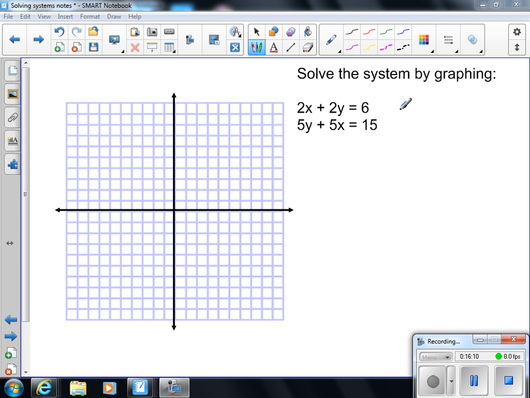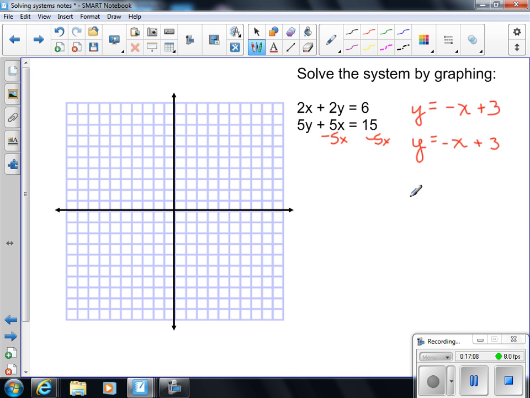Okay, let's take a look at one last problem. I'm going to solve for y so that I get y equals negative x plus 3. I believe that's right. Subtract 2x, divide by 2. Thumbs up if you agree with that. And then the second one, y equals, I subtract 5x, divide by 5, x plus 3. Which should be a negative. Yes, because you're going to subtract 5x from both sides and then divide by 5, so I get negative x plus 3.